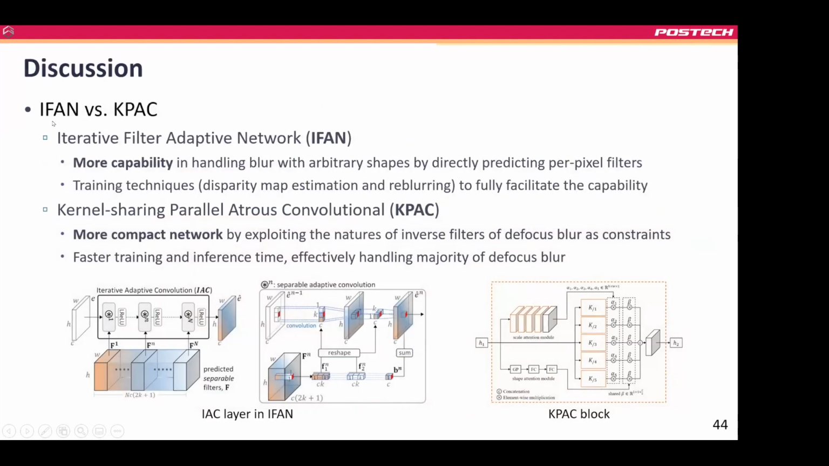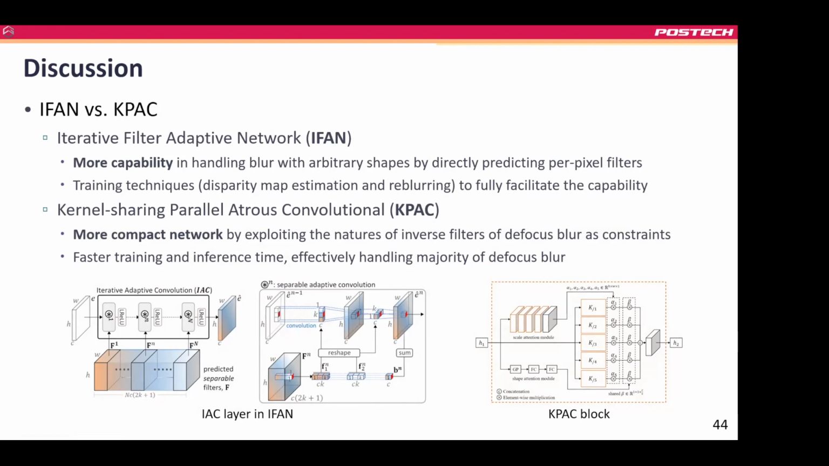When we compare these two techniques, the first one has more capability, right? The network structure is more complicated than the second one, as you can see here. Then it has more capability. We also introduced some training strategy, such as a disparity map estimation and deblurring module, and it works well. It's powerful. But the limitation of this technique is that the network is too big, kind of complicated.